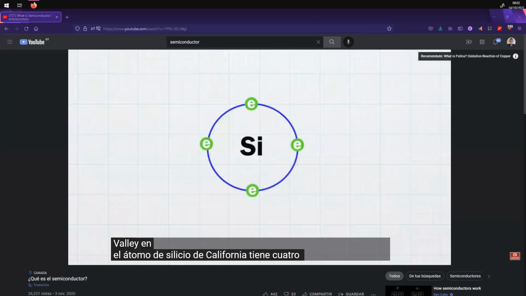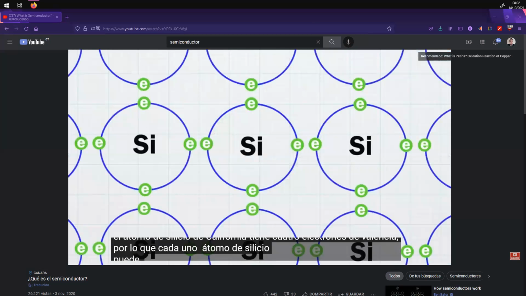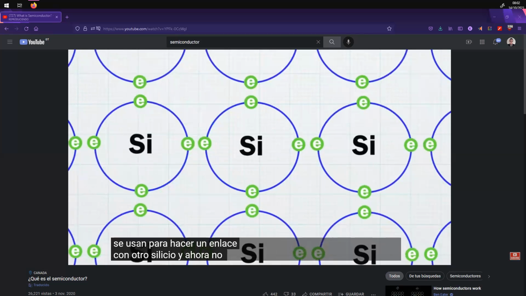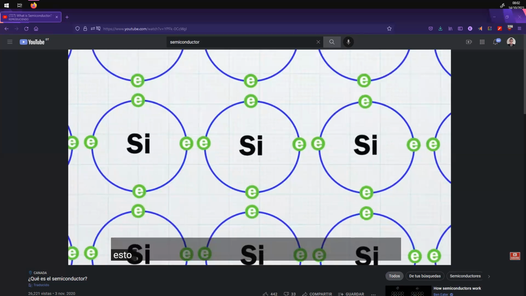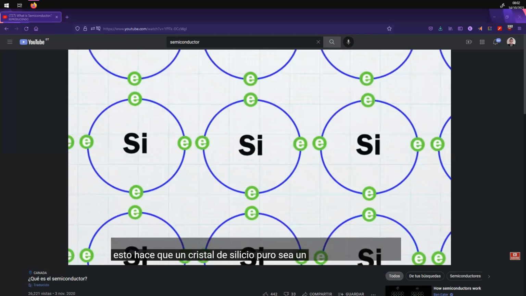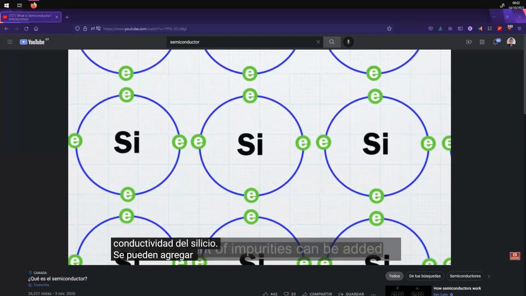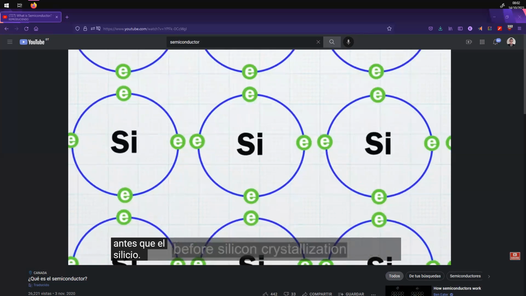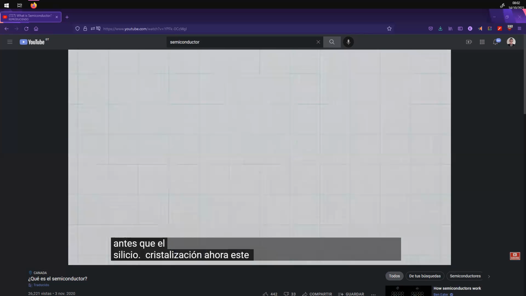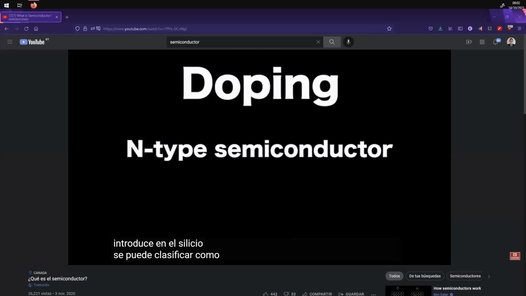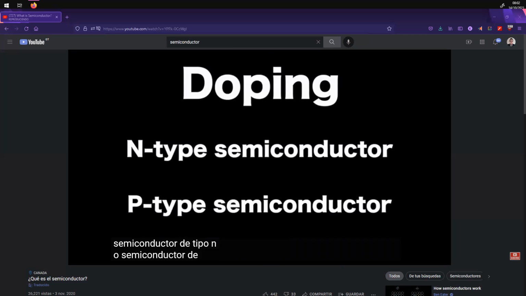A silicon atom has 4 valence electrons, so each silicon atom can bind to 4 other silicon atoms. This way, all of the valence electrons are used to make a bond with other silicon atoms and they cannot move around. Now this makes a pure silicon crystal an insulator rather than a conductor. To increase conductivity of silicon, tiny amounts of impurities can be added before silicon crystallization. Now this process is called doping. Depending on the impurity that's introduced to silicon, it can be classified as N-type semiconductor or P-type semiconductor.